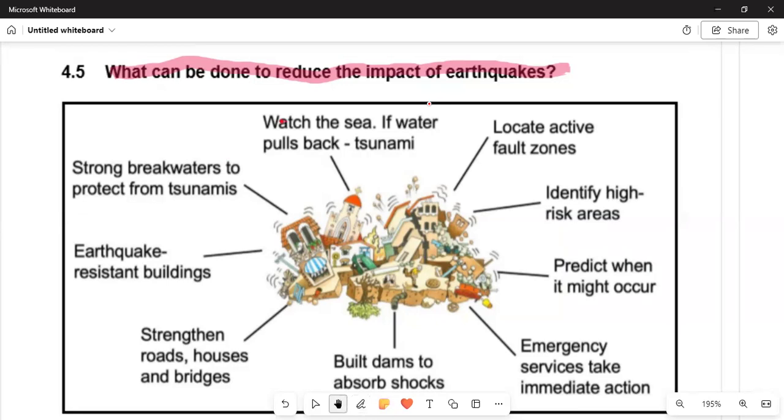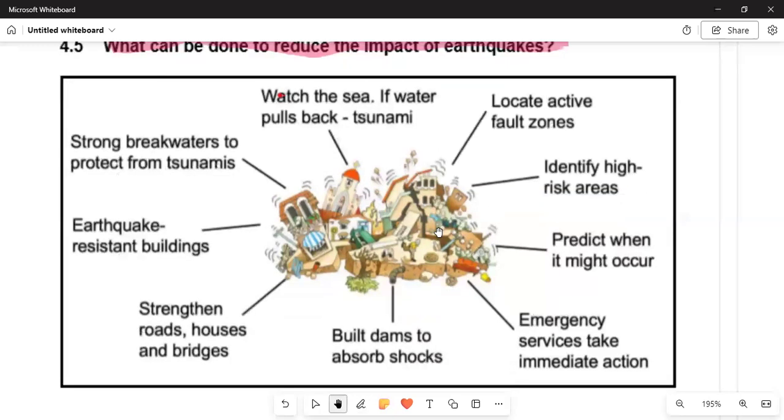Number three, identify high risk areas where the tsunami can occur. Number four, prediction of where it might occur, the place where it might occur. Number five, emergency services must be taken immediately. There must be an action. And number six, there must be dams which must be built to absorb the shocks.